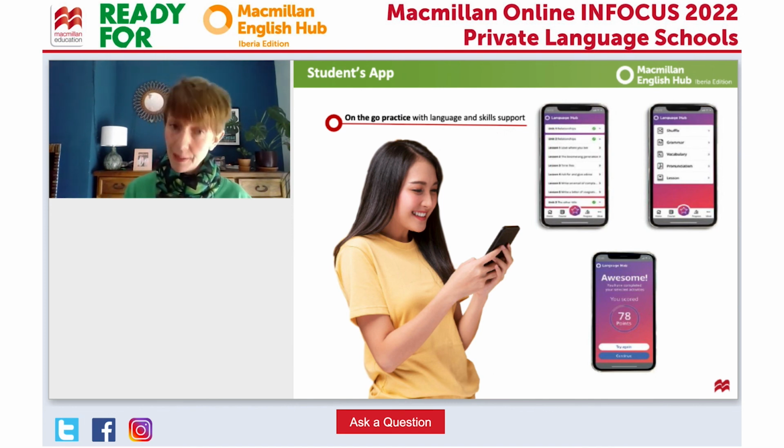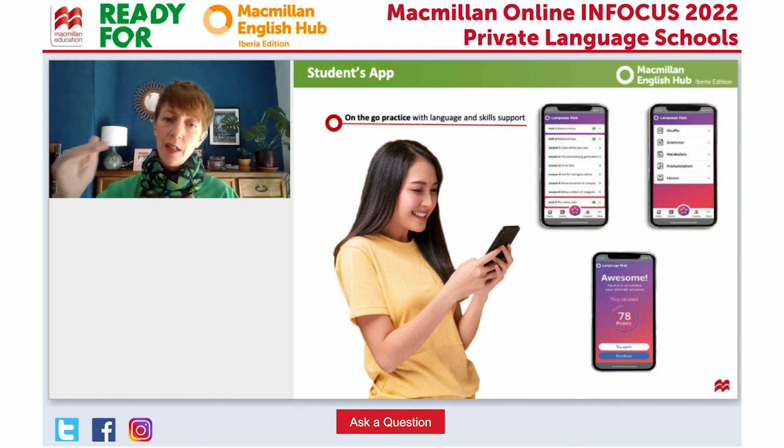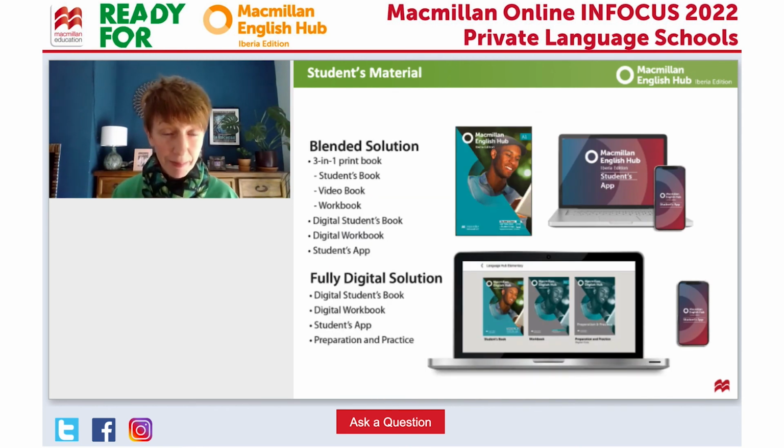As well as Ready For, we also have the Students app, giving extra practice in all the areas of the language skills, which you can connect up to your teacher and be motivated to see that you're going on the right track. You're not just practicing grammar and vocab. You're also getting the opportunity to practice speaking and writing within this application.